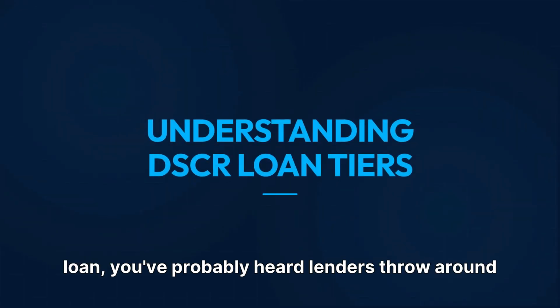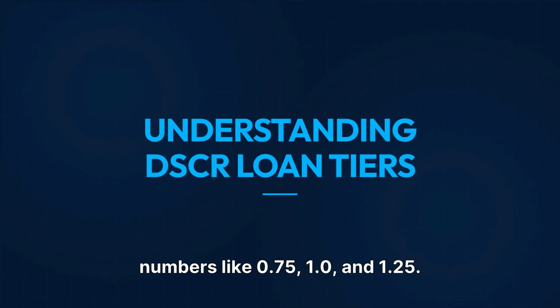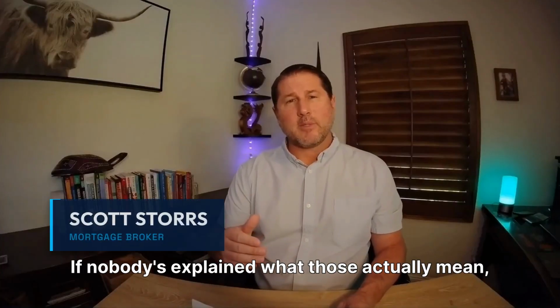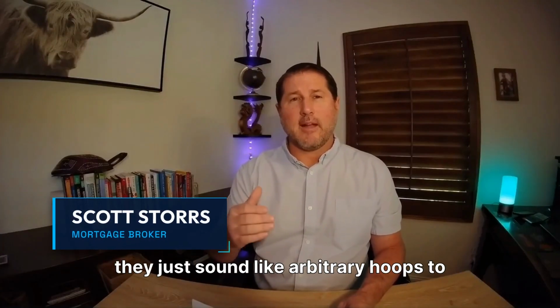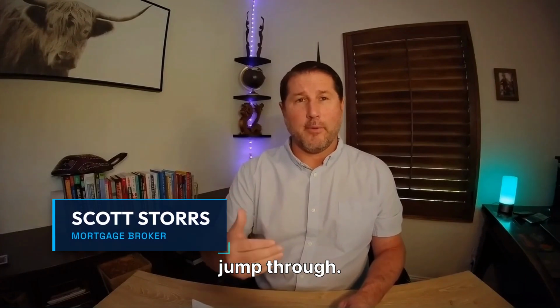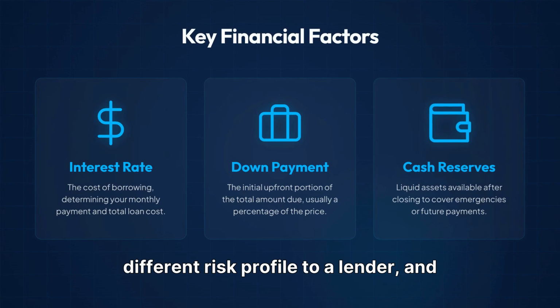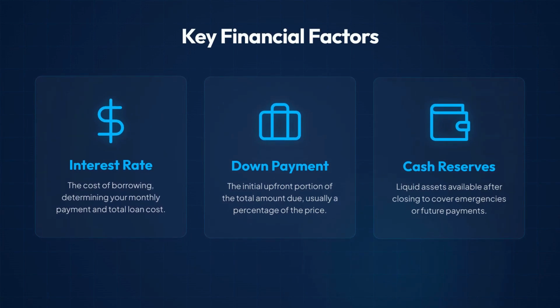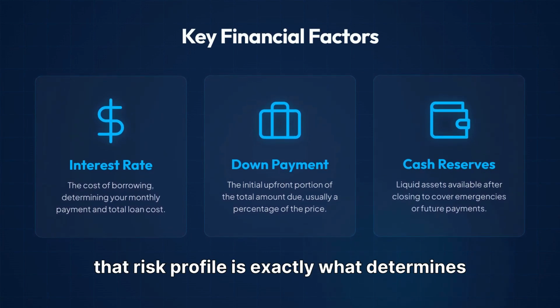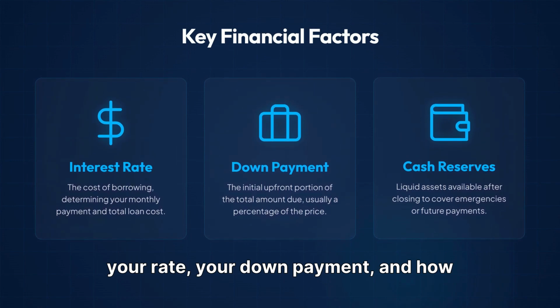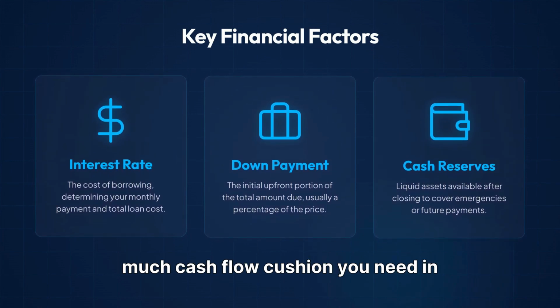If you've been shopping for a DSCR loan, you've probably heard lenders throw around numbers like 0.75, 1.0, and 1.25. If nobody's explained what those actually mean, they just sound like arbitrary hoops to jump through. They're not arbitrary. Each one of those numbers represents a different risk profile to a lender, and that risk profile is exactly what determines your rate, your down payment, and how much cash flow cushion you need in reserves.